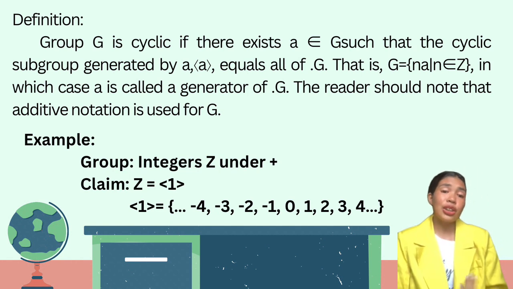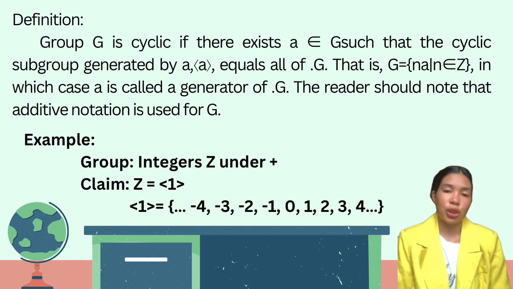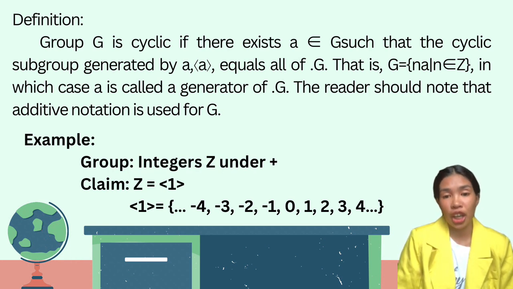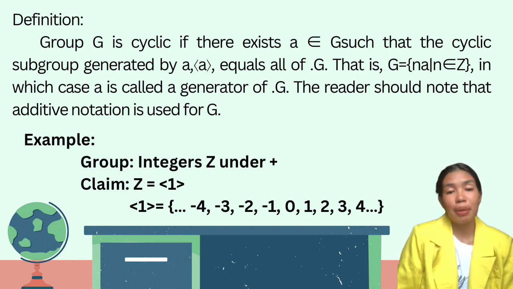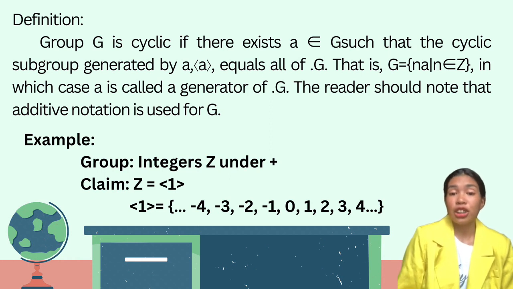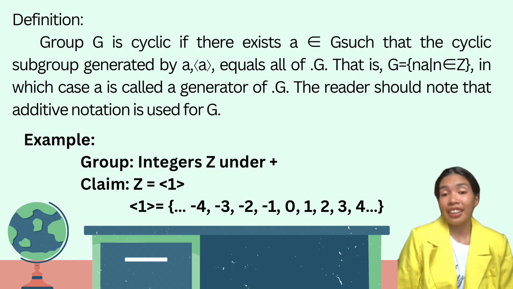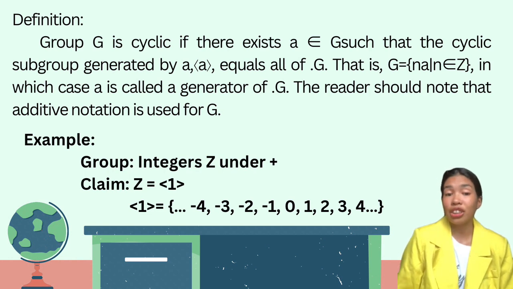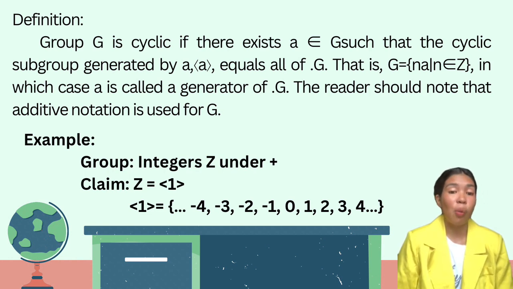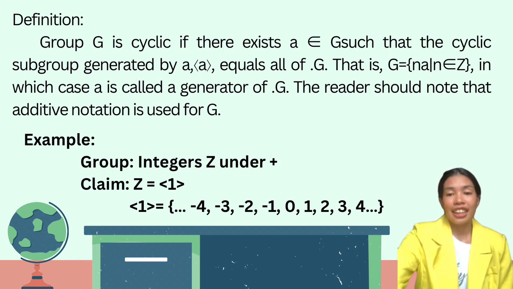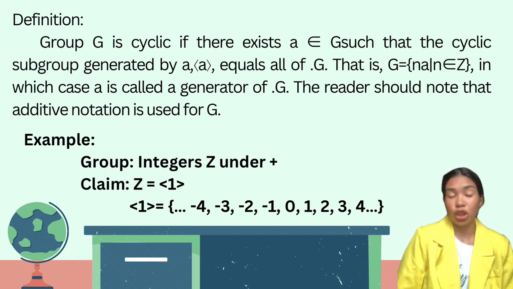Let's look at a few examples of cyclic groups. A classic example is the group of integers under addition. The integers are generated by the number 1. To see this, remember the group generated by 1 must contain 1, the identity element 0, the additive inverse of 1, which is negative 1, and it must also contain all multiples of 1 and negative 1. This covers all the integers. The integers are a cyclic group.